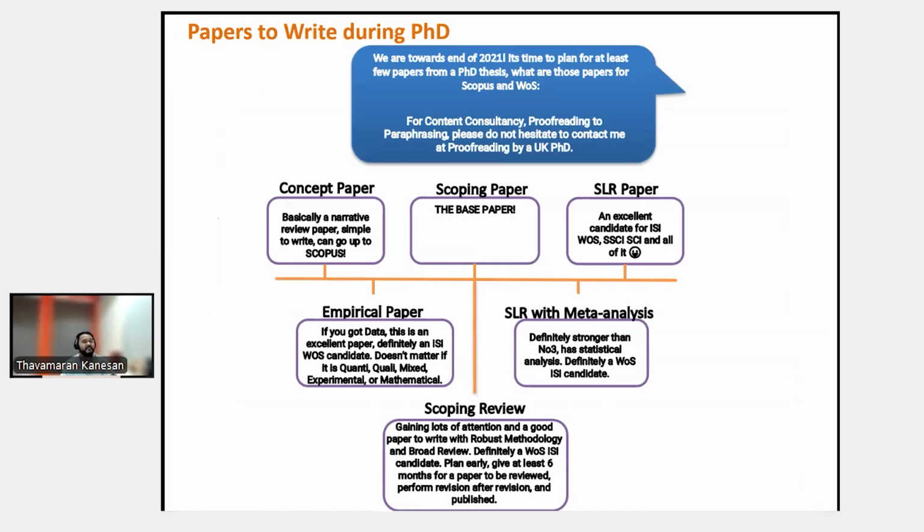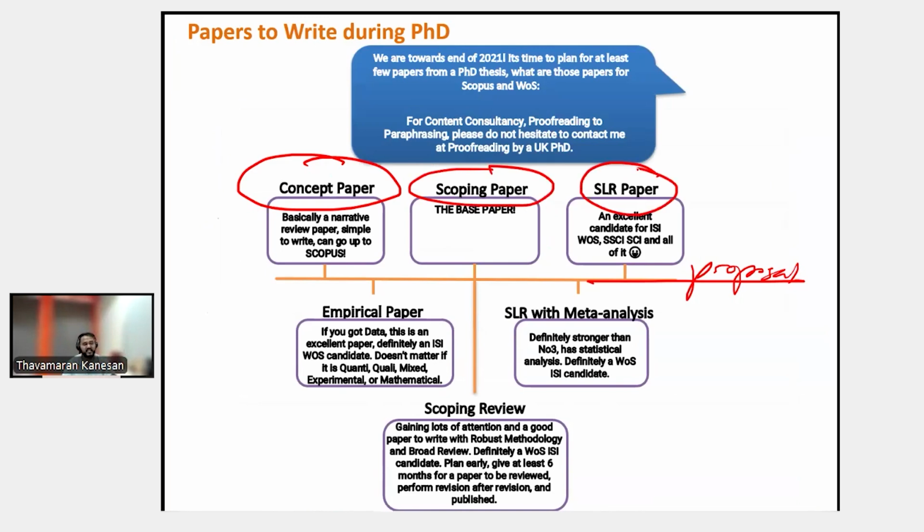So when to write an SLR paper? We're almost towards the end already. At the proposal stage, after your chapters 1 to 3, you can write a concept paper, or before chapters 1 to 3, you can write a scoping paper. And after chapters 1 to 3, you can write an SLR paper. So these two, you can write ultimately during chapters 1 to 3 itself. I would encourage that because you can fulfill your requirements very fast.